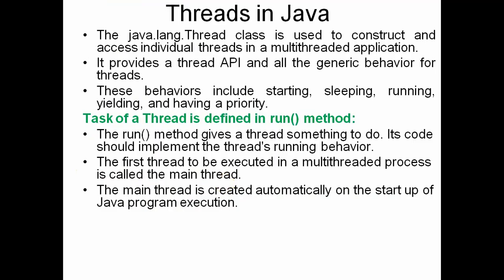Then we will discuss threads in Java, and how to create them. The java.lang.Thread class makes it easy to construct and access individual threads in a multi-threaded application. It provides a thread API and all the generic behavior for threads. These behaviors include starting, sleeping, running, yielding, and having a priority. The task of a thread is defined within the run method. That means the code we want to execute for a particular thread is written within the run method.